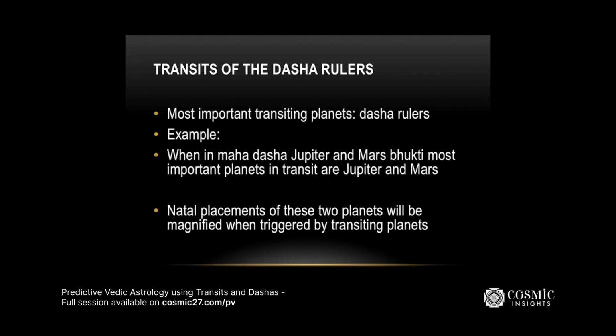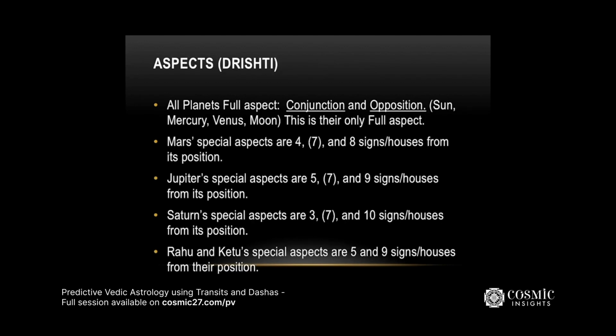So what I'm trying to explain here is the most important transiting planet are the dasha rulers, and the natal placements of these 2 planets, Mahadasha and Bhukti, will be magnified when they're triggered by transiting planets. And what do I mean by triggered? You've got to know your aspects, drishti. You have to know what is going to be a trigger. So what are aspects? They are just the relationship the planets have, their spatial relationships to each other.